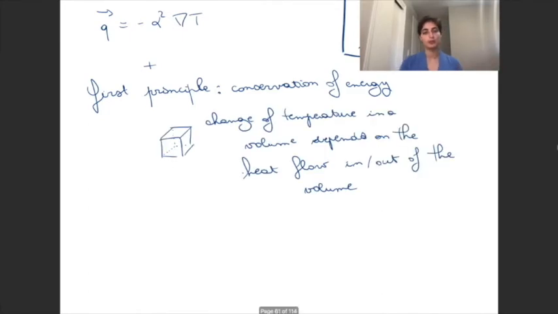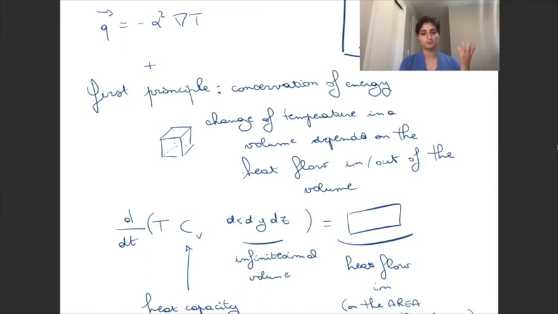But we're matching this. We're looking at the conservation of energy, tracking the change of temperature in a fixed volume depending on the heat flow in and out of the volume. So what we say is that the change over time of the temperature times the heat capacity of the volume itself, on an infinitesimally small volume, is equal to the heat flow in. That means the temperature is going to change depending on how much heat you can store in the infinitesimal volume and depending on the heat that is coming in and out. We're going to be computing both at the same time.